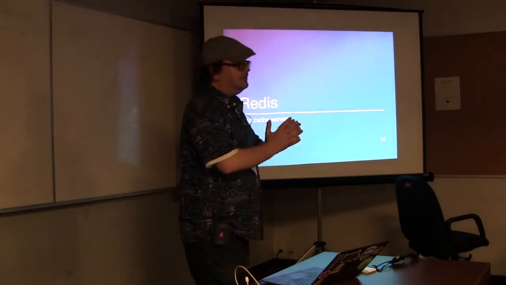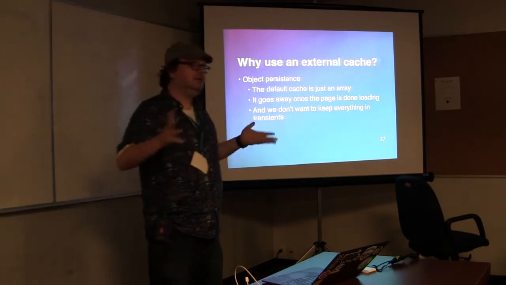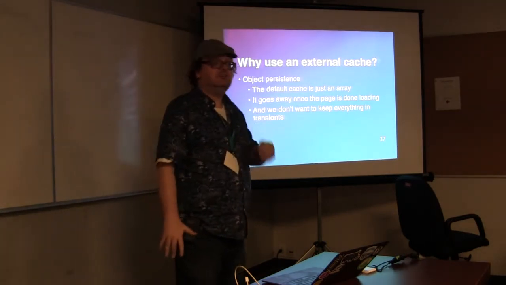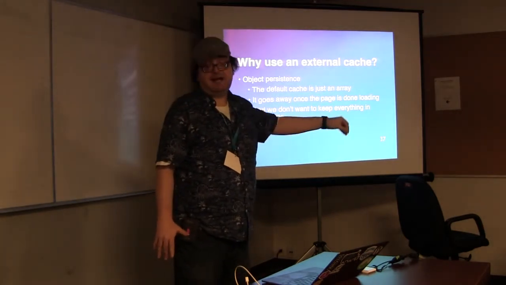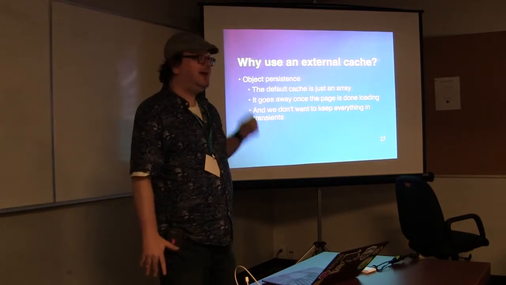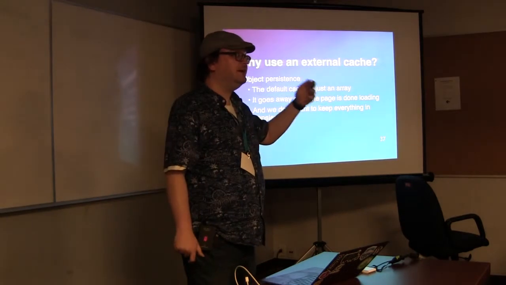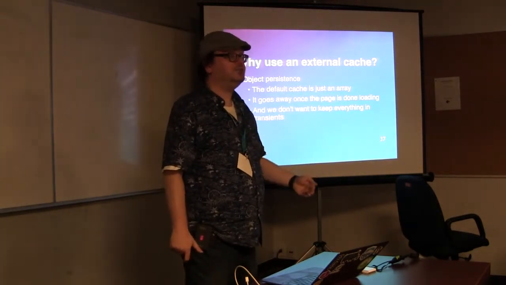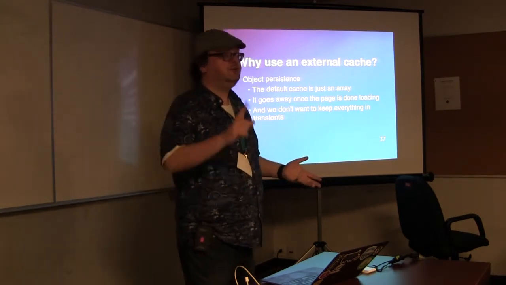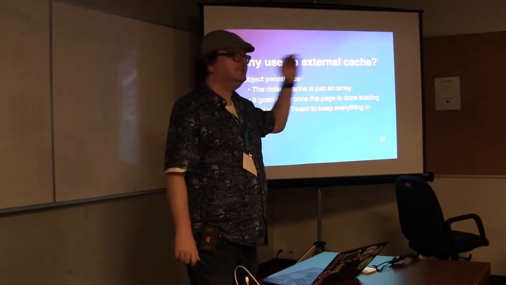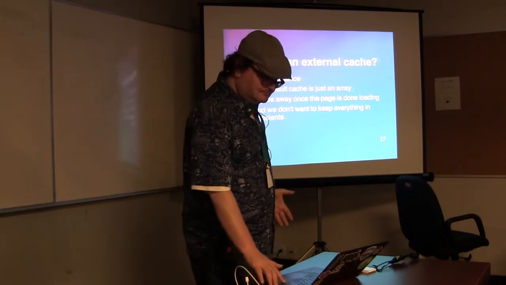So now let's talk about Redis. We have reasons that we've seen for using an external cache. First, object persistence. We want objects that continue to exist even after the page finishes loading. And we don't want to keep everything in transients because by default, transients are stored in the options table. You set 5,000 transients. You have 5,000 users. You set one transient each. Congratulations. You now have somewhere between 5 and 10,000 extra rows in the options table. Just for that.